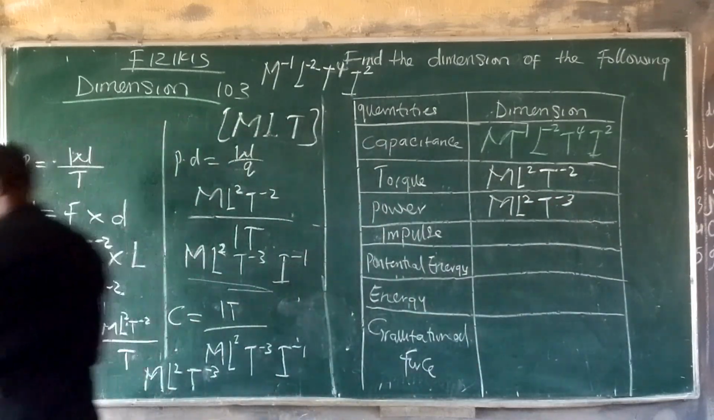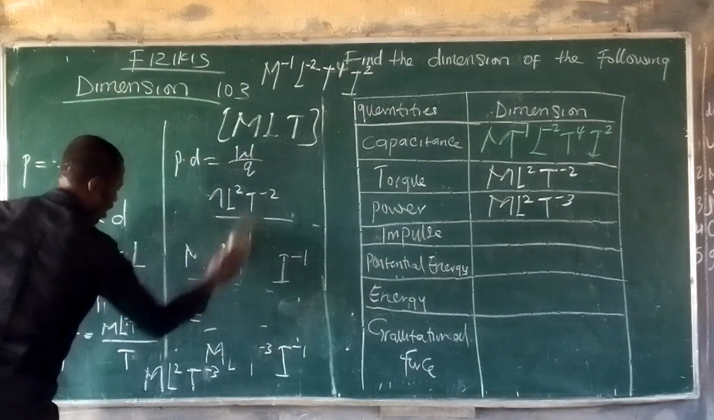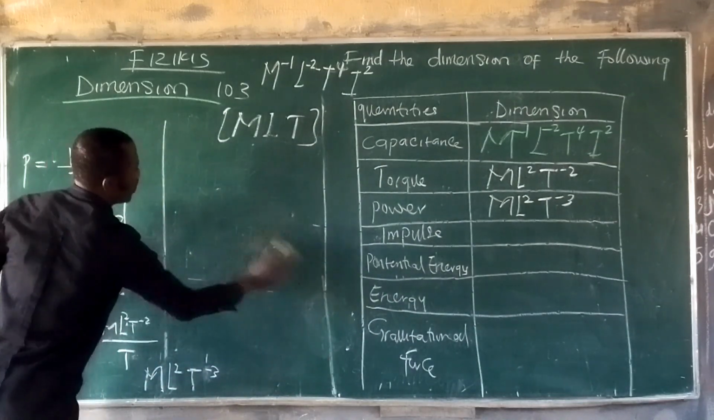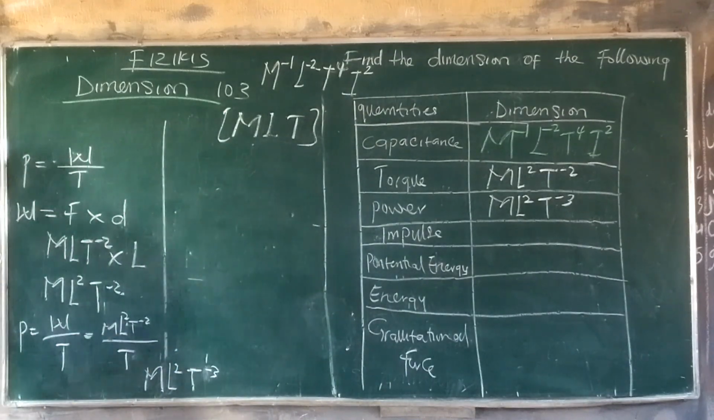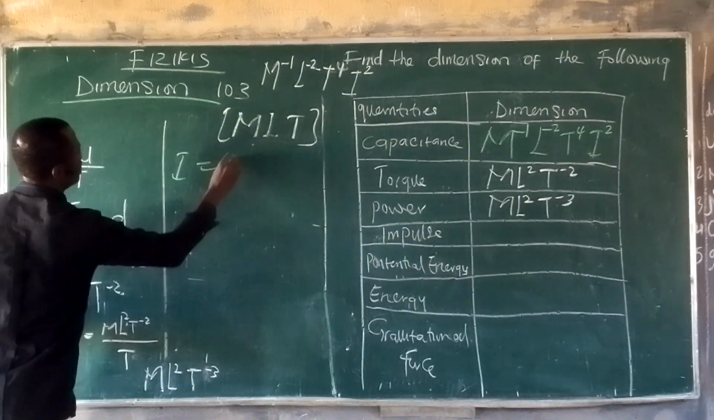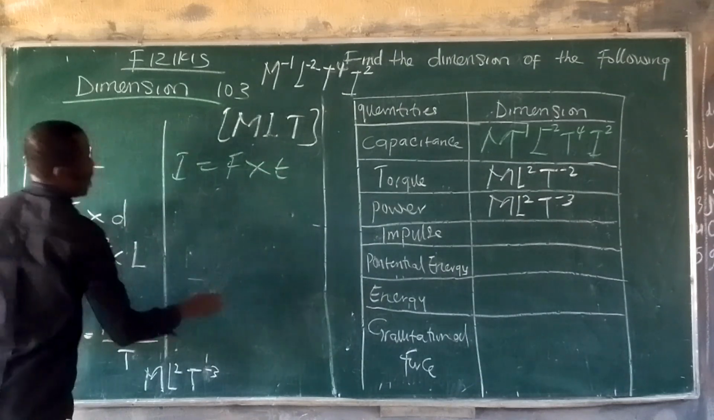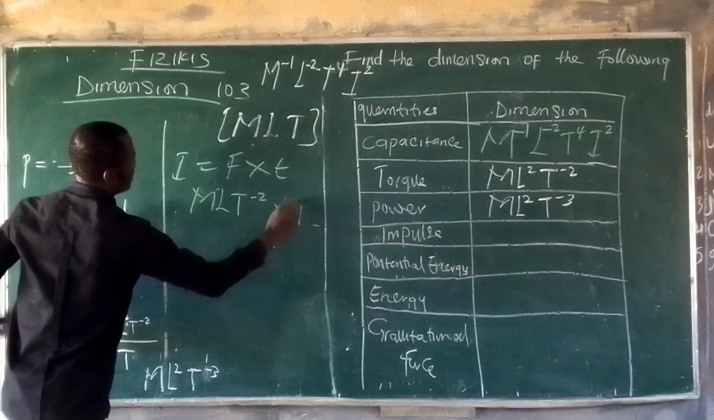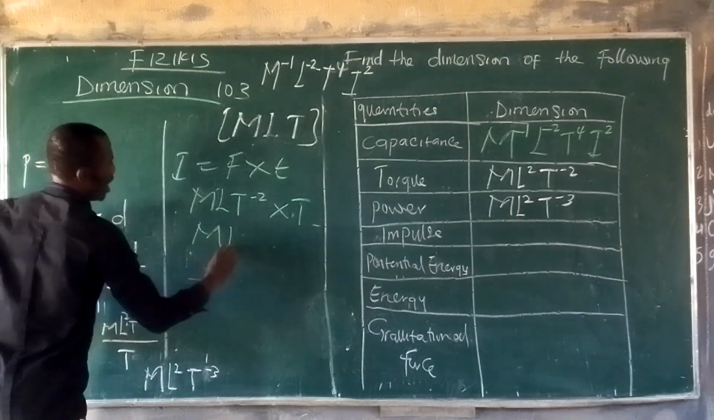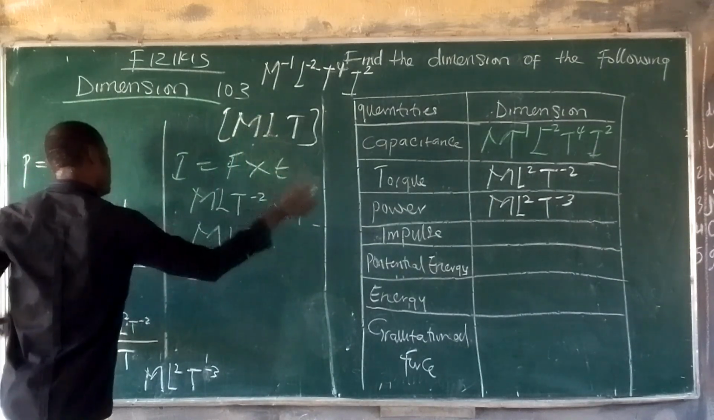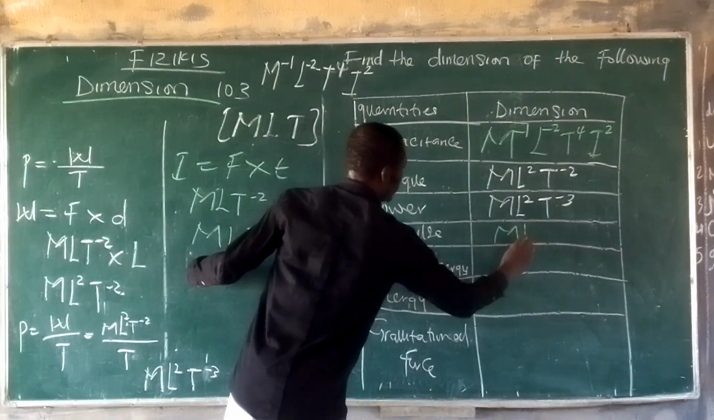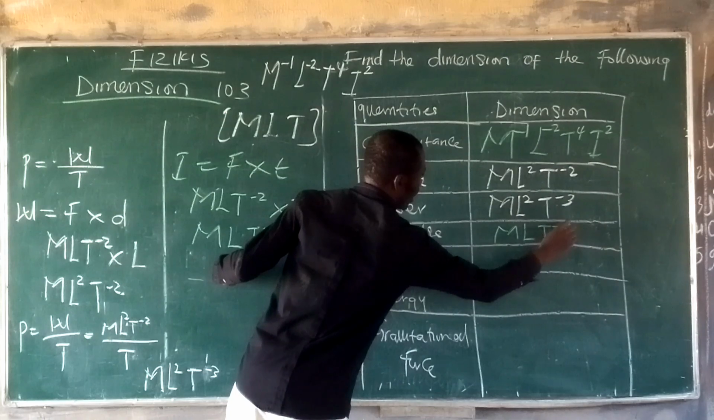Now let's go to the dimension for impulse. We need to know the formula for impulse. Impulse is force times time. Force is m L t^-2, times t. Now this becomes m L t^(-1+1), wait, minus 2 plus 1, which is minus 1. So this is the dimension for impulse: m L t^-1.